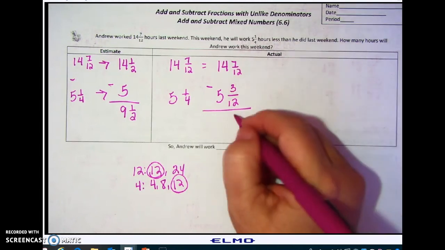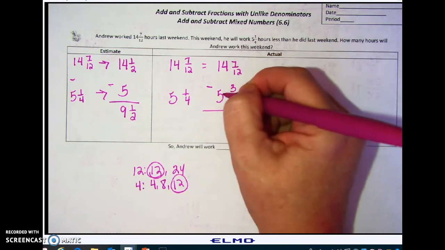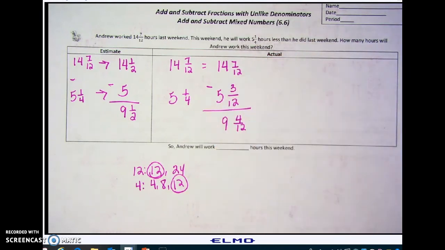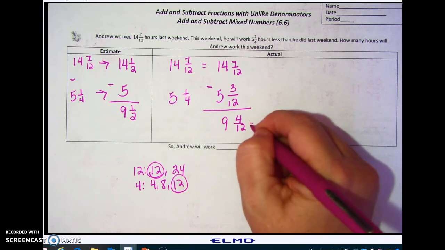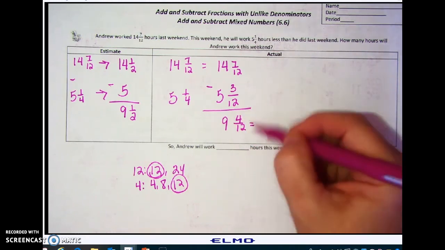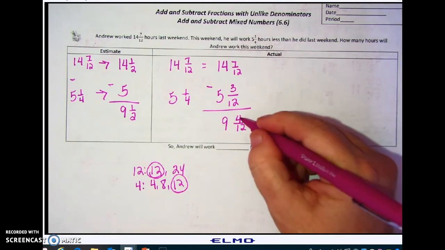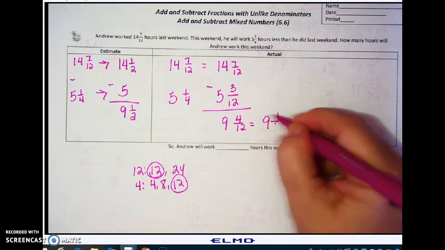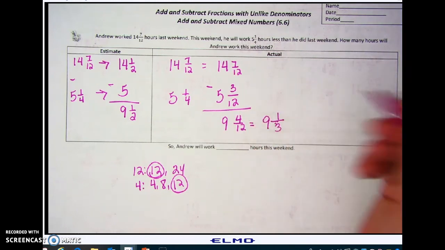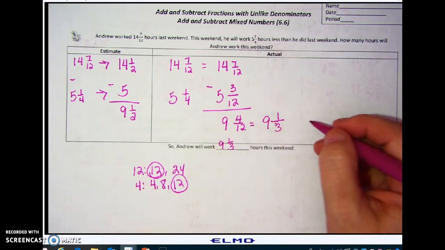7 minus 3 is 4/12. 14 minus 5 is 9. So I have 9 4/12. I can't keep 4/12 because that's not simplified. So I'm going to take the 9, and I know 4 goes into 4 one time. 4 goes into 12 3 times. So Andrew will work 9 1/3 hours this weekend.